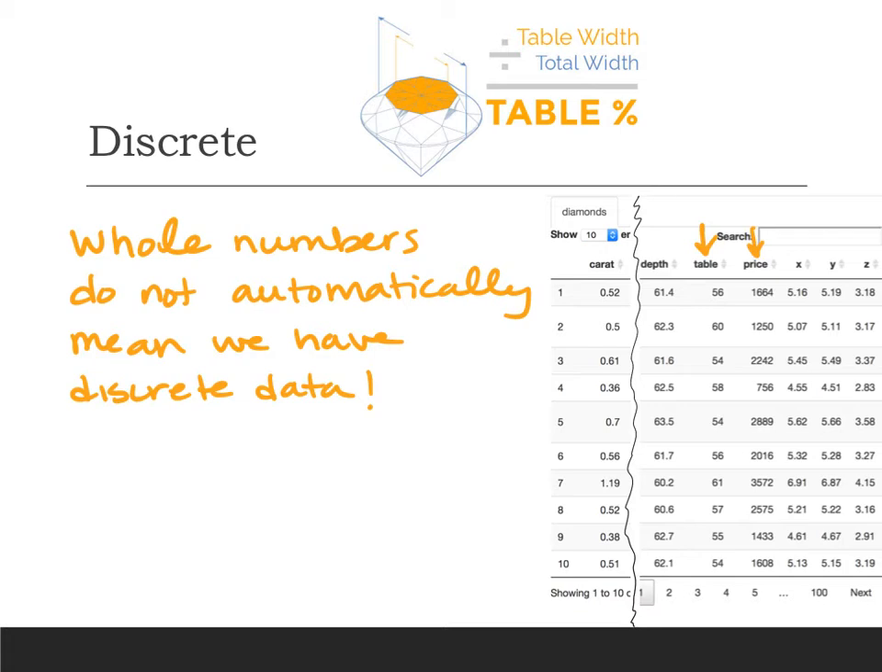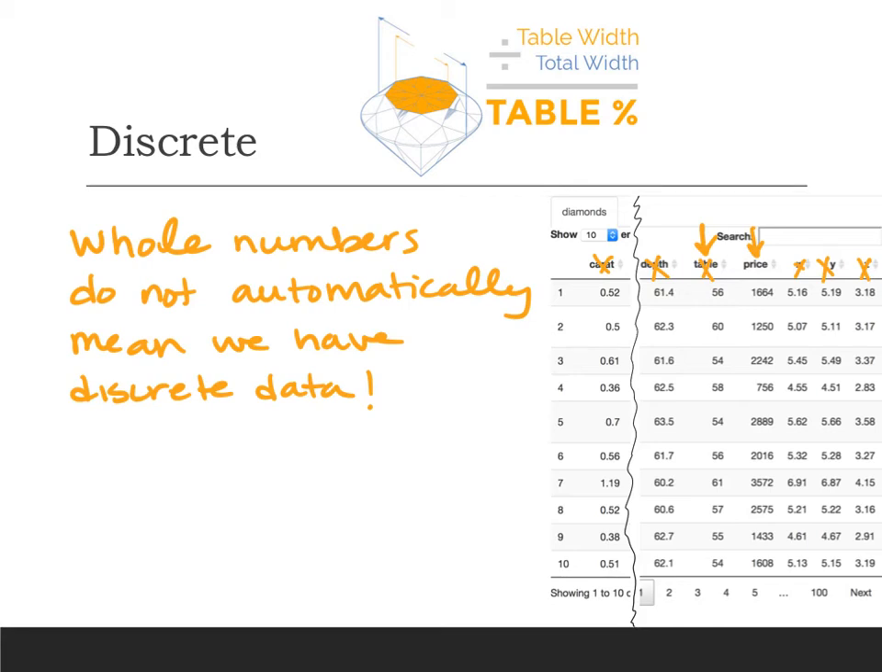So we always want to check that. That table is not, so we know that carat's not, X, Y, and Z. Those were all obvious, but now we can also say that table is not discrete. And so we're down to one more.